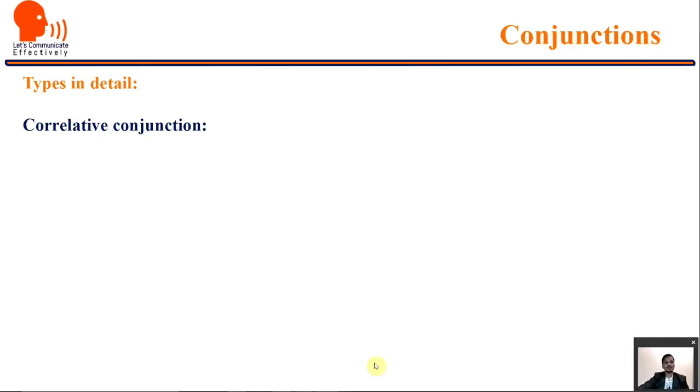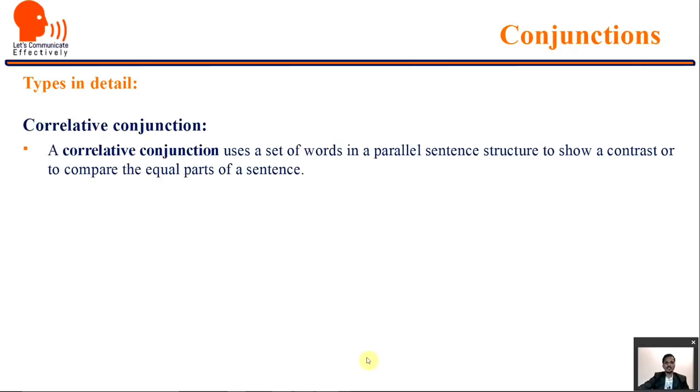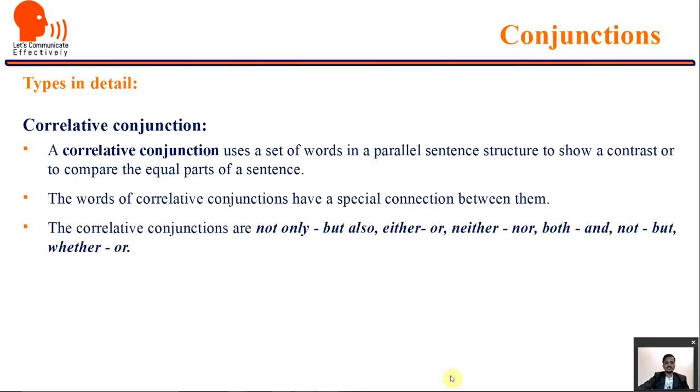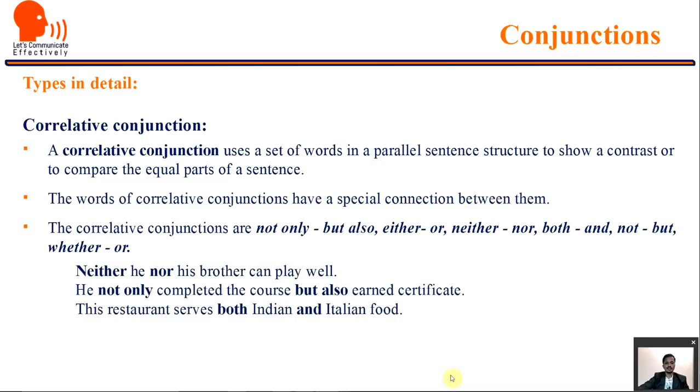The types: correlative conjunctions. A correlative conjunction uses a set of words in a parallel sentence structure to show a contrast or to compare the equal parts of a sentence. The words of correlative conjunctions have a special connection between them. The correlative conjunctions are not only but also, either or, neither nor, both and, not but, whether or. Examples: neither he nor his brother can play well. He not only completed the course but also earned certificates. This restaurant serves both Indian and Italian food.